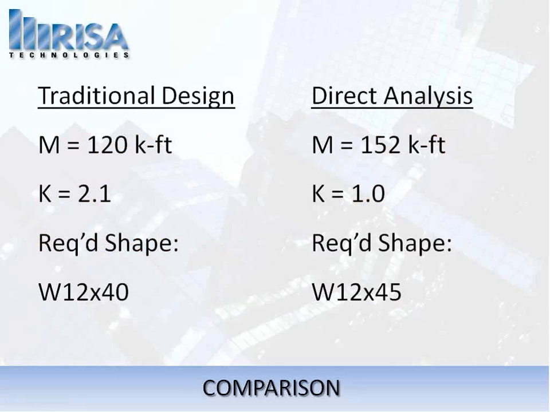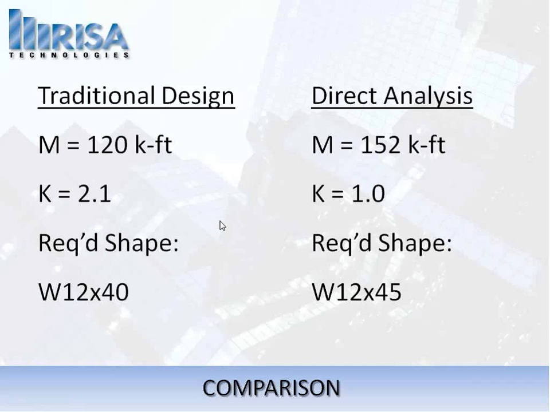Now, how does this work out in practice? Well, when we took a look at traditional design, this would have been used in the ASD 9th edition. You see that for our particular example, the moment would have been 120 kip feet versus 152 kip feet using the new direct analysis method. However, in traditional design, we would have had to consider a K value of 2.1 because it's a cantilevered column, whereas now we can consider the K value to be 1.0. And as a result, even though we have this larger moment, we have lesser capacity over here. Larger moment, larger capacity, lesser moment, lesser capacity, it tends to come close to canceling out.